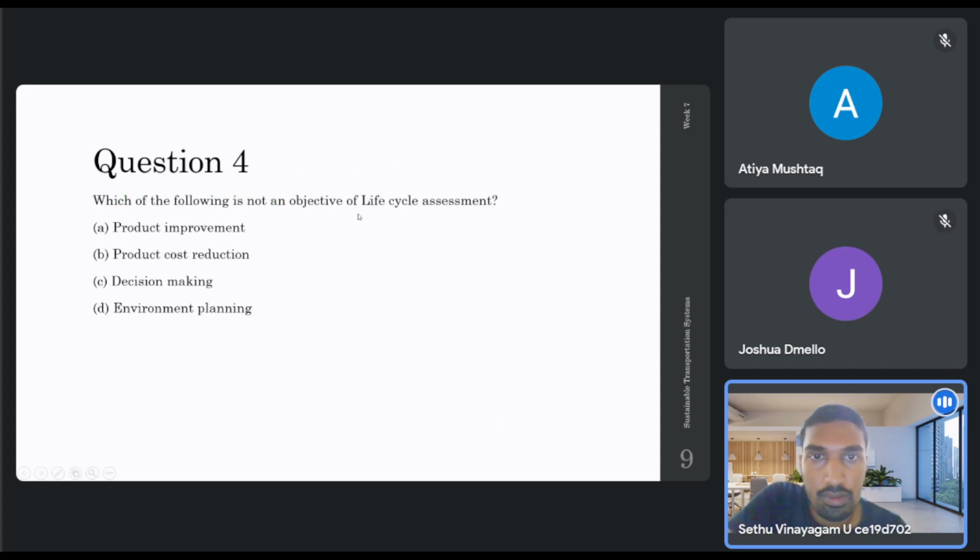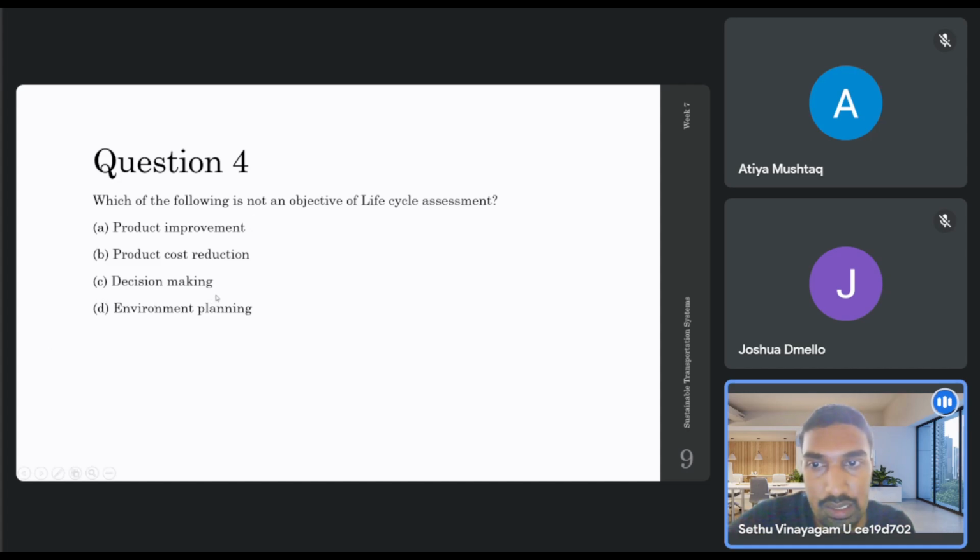Okay. So there we looked at different objectives of LCA, right? One of the objectives is product improvement. So what is product improvement? It is basically looking at the different parts or the different processes that are involved in the product making, and then looking for an opportunity to reduce the environmental impact at different stages, right? So that way we will be reducing the environmental impact of the product, right? So that's the product improvement that we are talking about, and that's one of the objectives of doing the LCA, to know where there is a huge impact and how we can reduce it, right? So therefore A is one of the objectives.